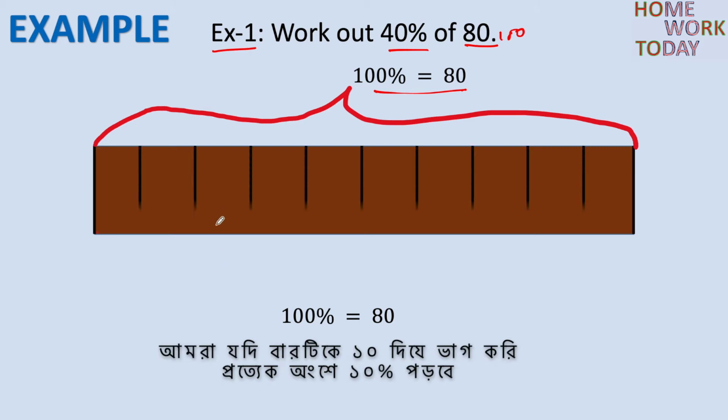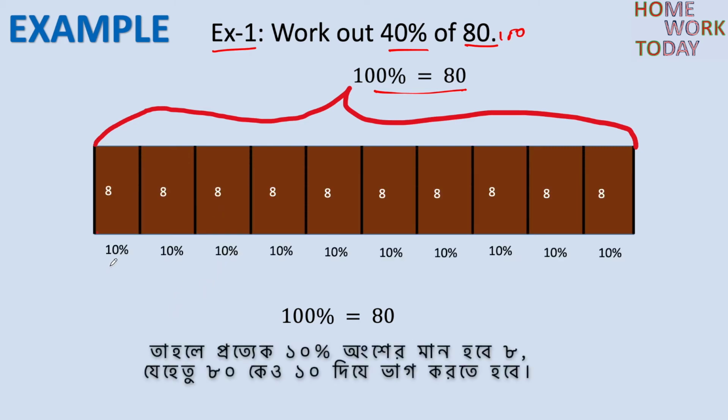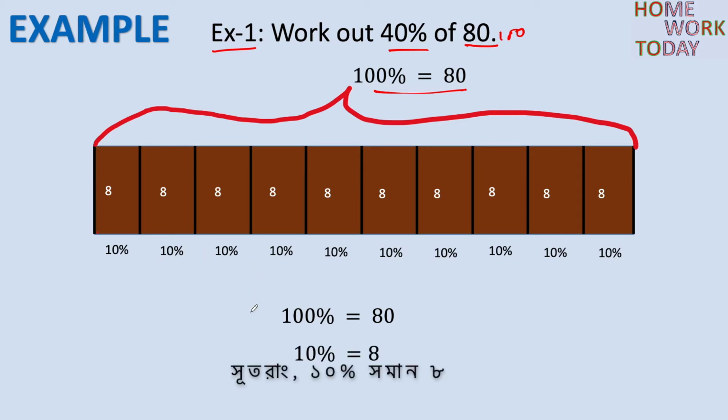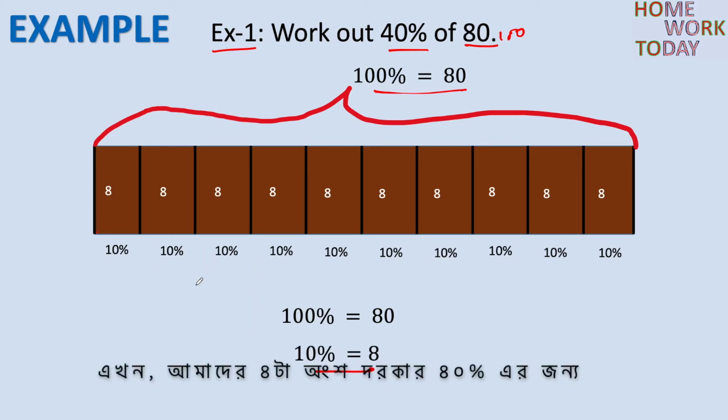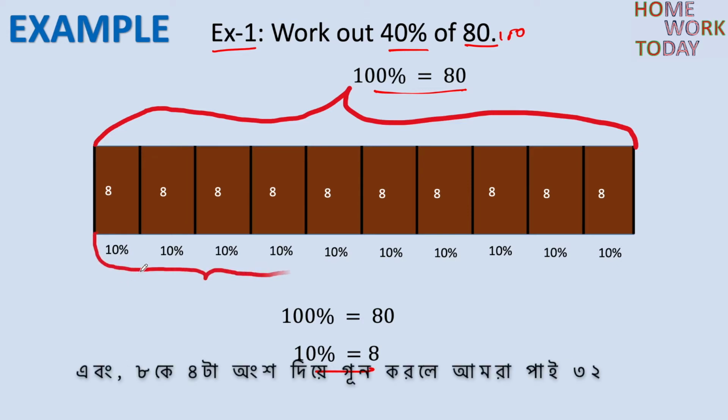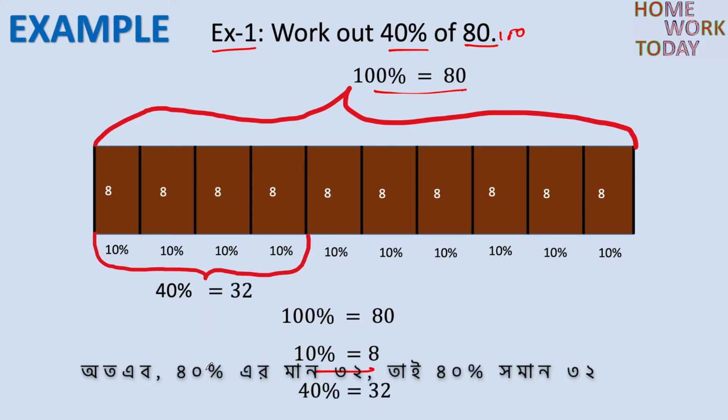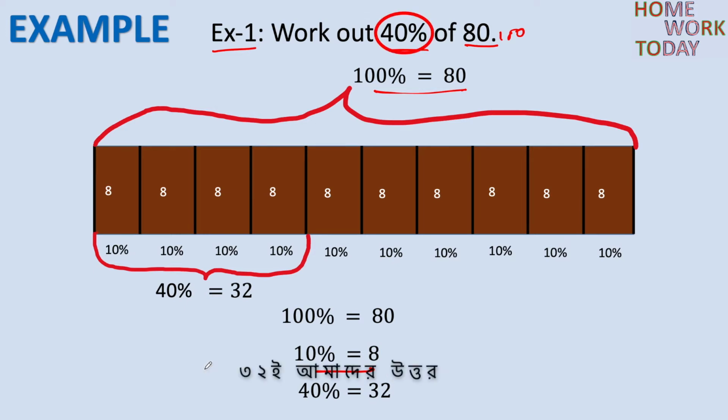If we divide the bar by 10, each part is 10%. So each part is worth 8 gram, as we also need to divide 80 by 10. So 10% is equal to 8. Now we need 4 parts to get 40%, and by multiplying 8 by the 4 parts we get 32 gram. Therefore 40% is worth 32. 40% is equal to 32. So 32 is our answer.